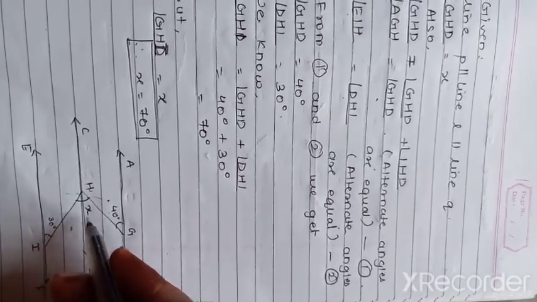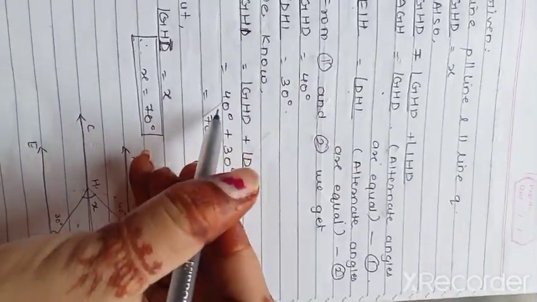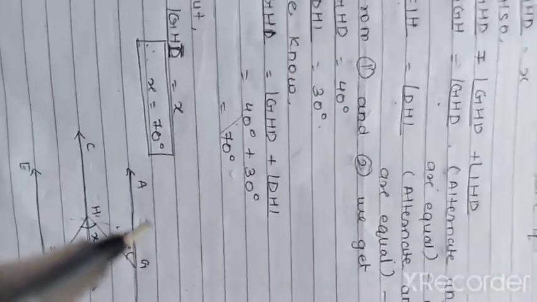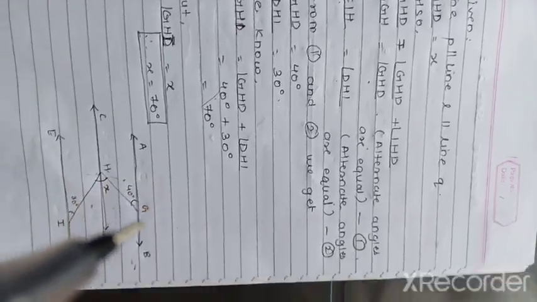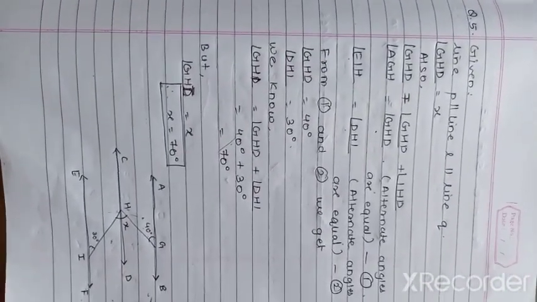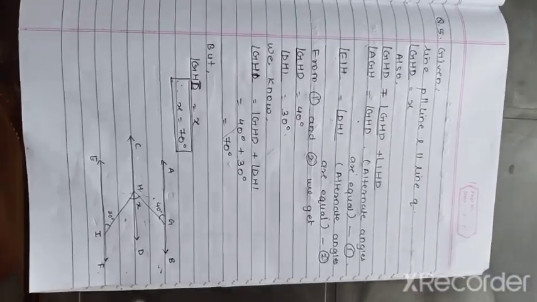These two addition is nothing but the whole of x. So one of them is 40, the other one is 30. So 40 plus 30 is 70. So the angle GHI is 70. We also know GHI is nothing but x. So the value of x is 70.